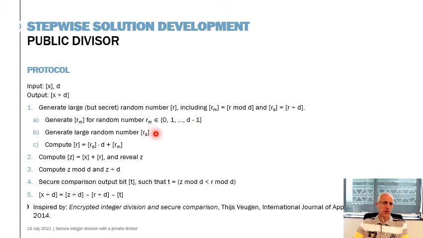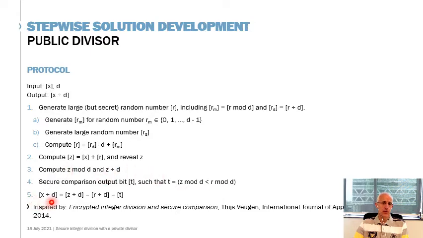Then generate a large random number Rd and compute R as a result. Then you have a large random number. You can add it to your secret dividend X, reveal Z. Z will tell you nothing about X because it's additively blinded. But given the public D, you can easily compute Z mod D and Z div D.